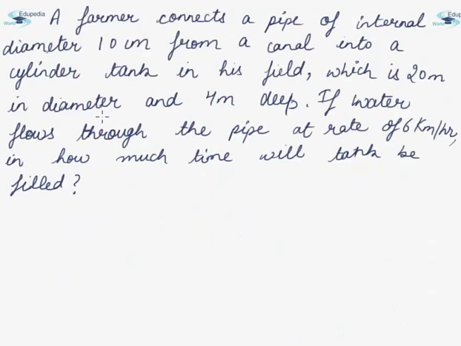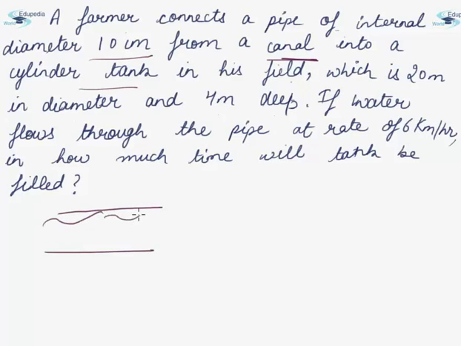Now friends, let us discuss a very interesting question. The statement says a farmer connects a pipe of internal diameter 10 centimeters from a canal into a cylindrical tank in his field, which is 20 meters in diameter and 4 meters deep. So friends, we have a canal.